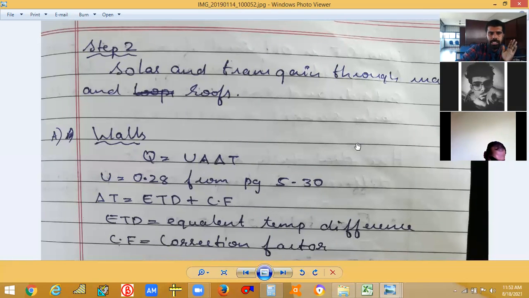So now we are dealing with step 2: solar and transmission through walls and roofs. Initially we are dealing with walls. After completing walls, we can deal with roofs. The formula is the same, Q is equal to U A delta T. U we get from the tabular column. A you can calculate from the problem that you have been given. Delta T also you will be able to get from the table.